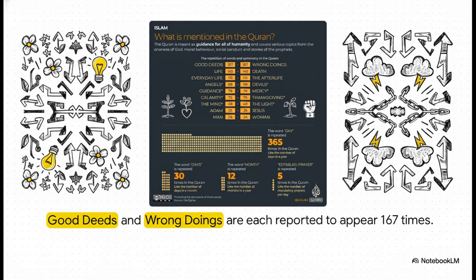This slide shows another kind of evidence cluster they call semantic balance. The idea here is that words with opposite meanings are reported to show up the exact same number of times. It's pretty amazing. For instance, the words for good deeds and wrongdoings both reportedly appear 167 times. Life and death, 145 times each.